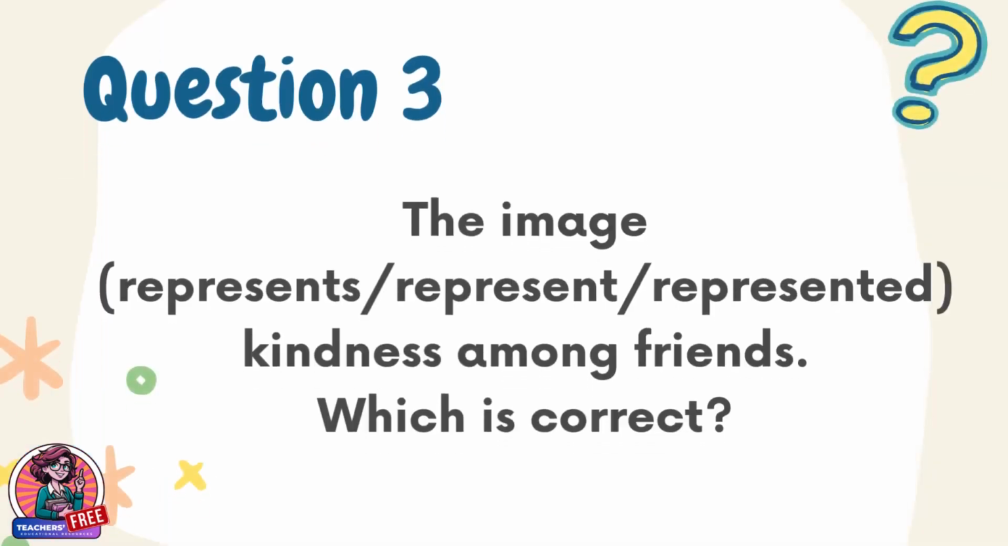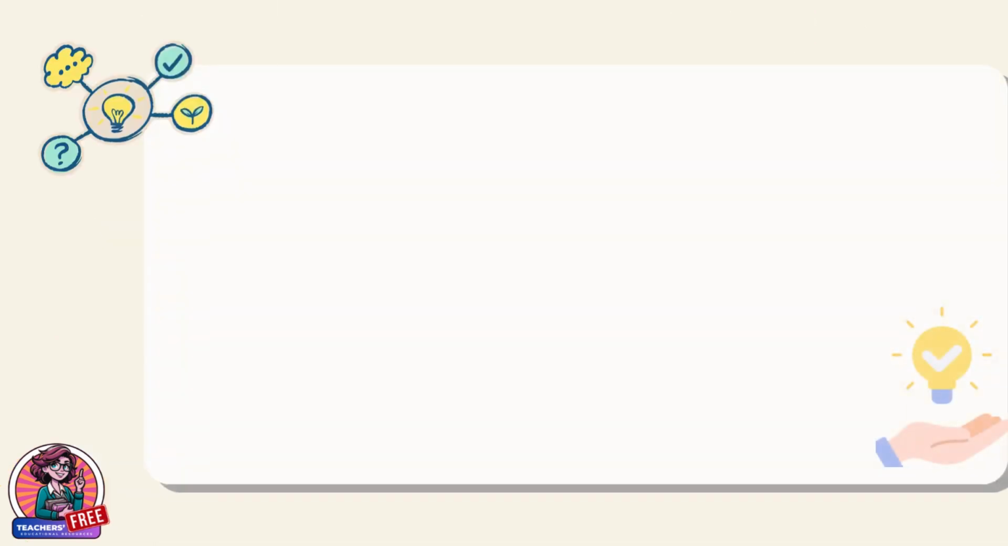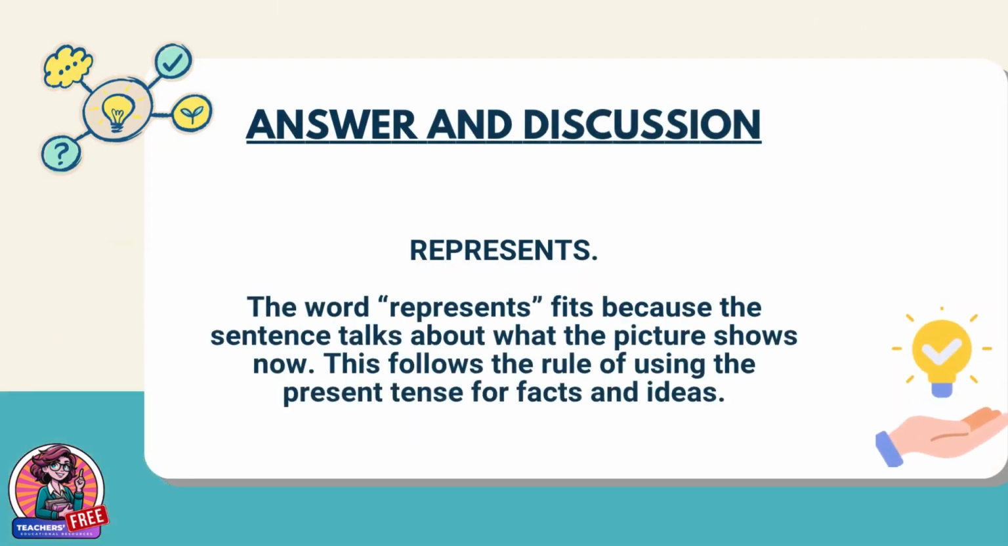Question 3. The image represents, represent, represented kindness among friends. Which is correct? Answer: represents. The word represents fits because the sentence talks about what the picture shows now. This follows the rule of using the present tense for facts and ideas.